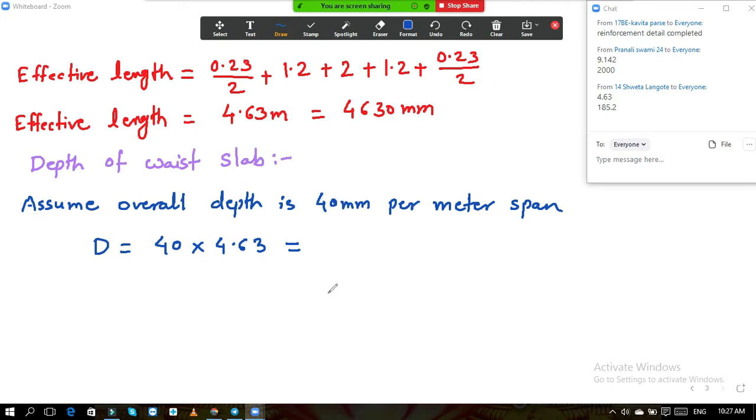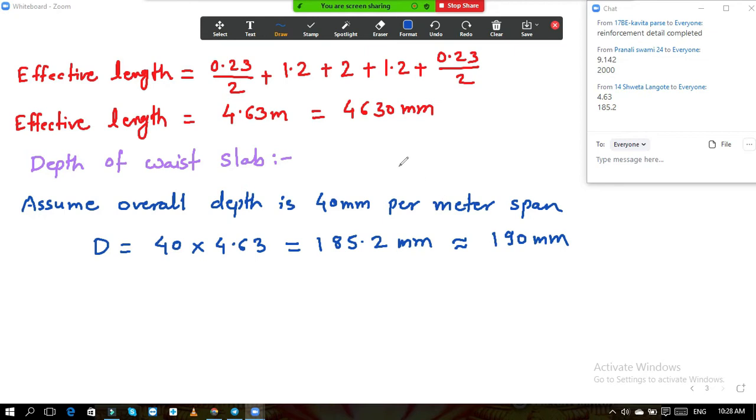185.2 mm. So we will round up this to 190 mm. This is our overall depth.